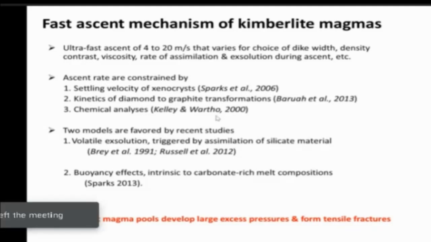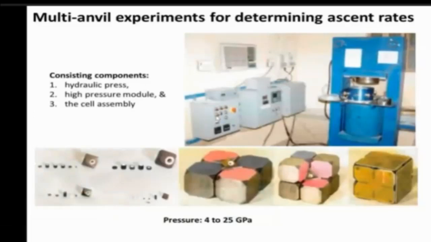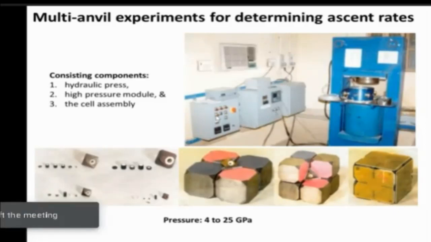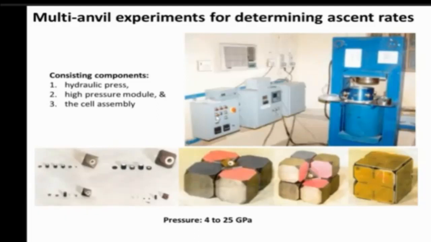So in the next few slides, I'll try to give an account of constraining the ascent rates through some experimental results, and some possible explanation about what could be the pattern of tensile stress localization around a magma chamber that can facilitate magma fracture formation for the vertical magma ascent. So to do the first part, we did some multi-anvil experiments. I used the facility at NCMP, the National Center for Experimental Mineralogy and Petrology in Allahabad University.